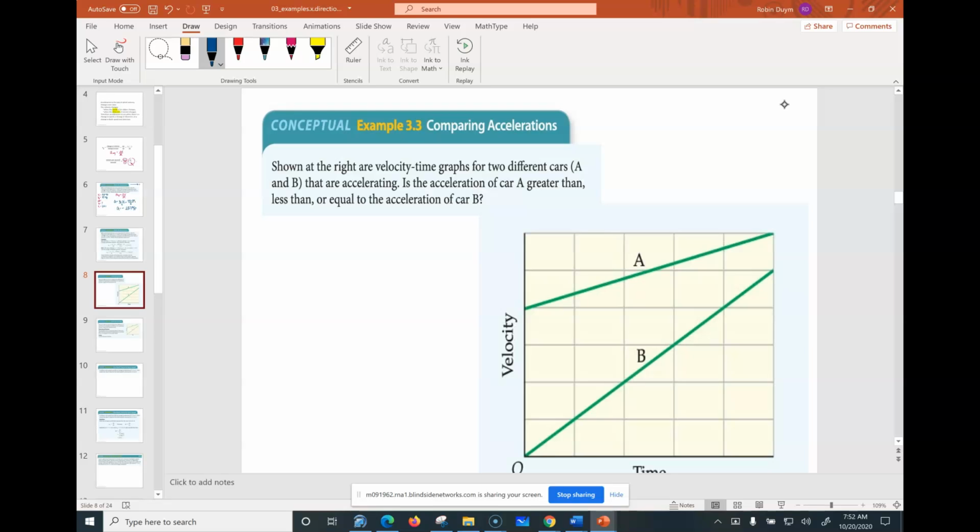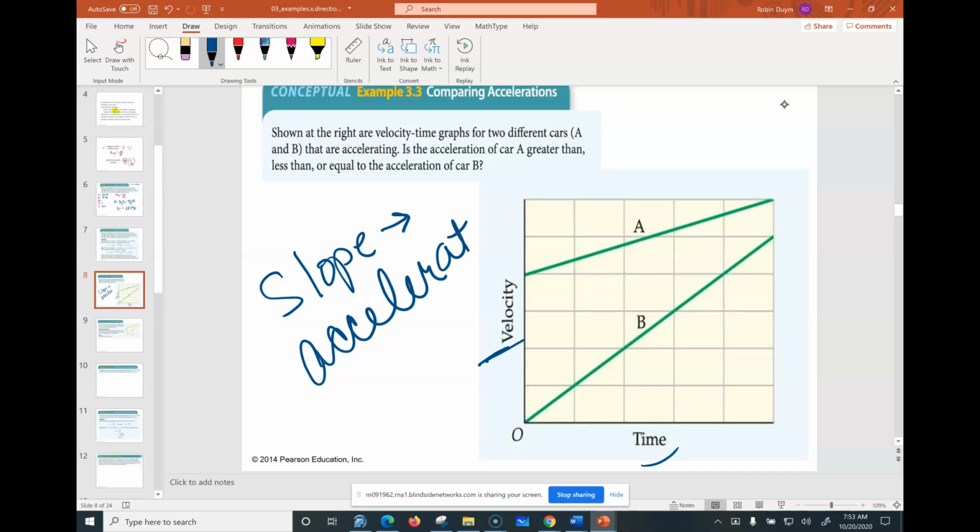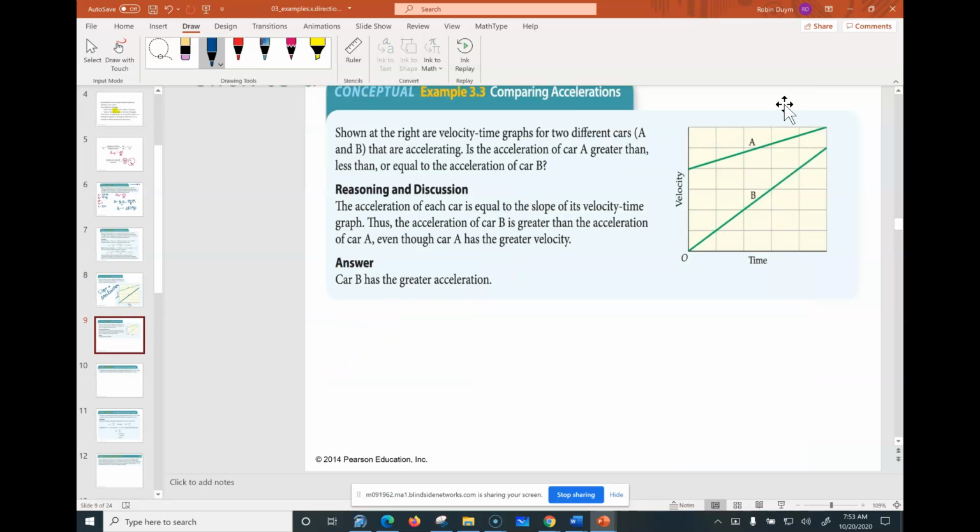Real quick check on concepts. We have a velocity time graph here, kids. Which car, A or B, has a greater acceleration and why? Who's got a greater acceleration? Isn't it B because it's got a steeper slope? You got it. So when you have a VT graph, remember the slope gives you acceleration. So the steeper the slope, the bigger the acceleration, the bigger the change in velocity over time. Okay, so that's the solution for that.